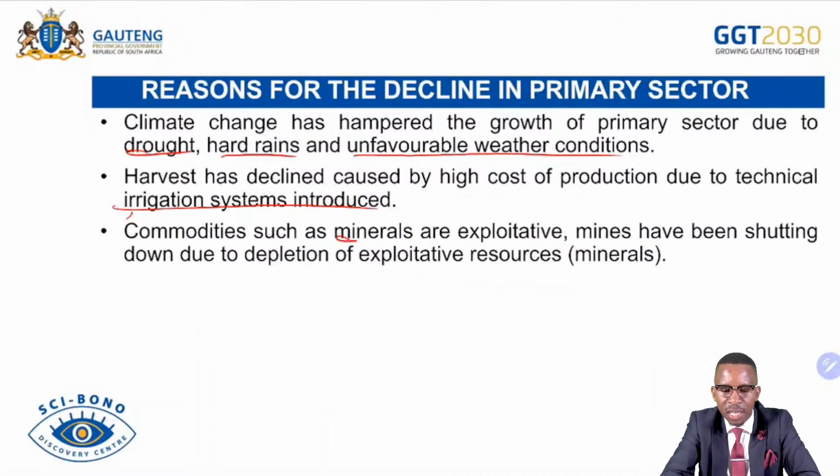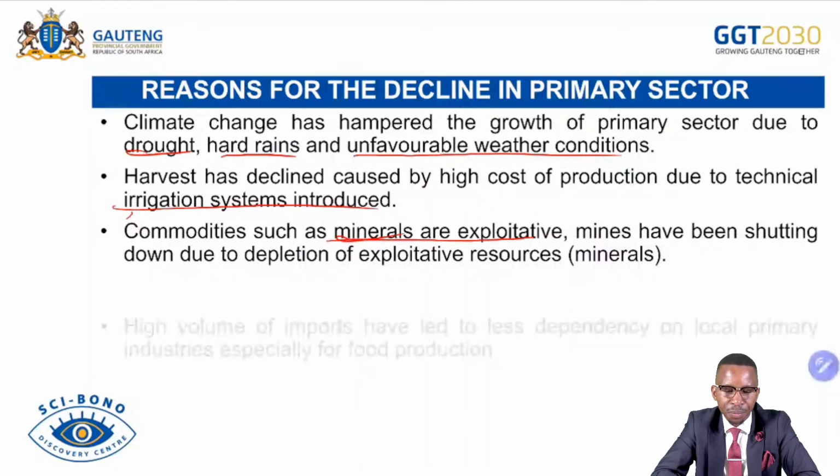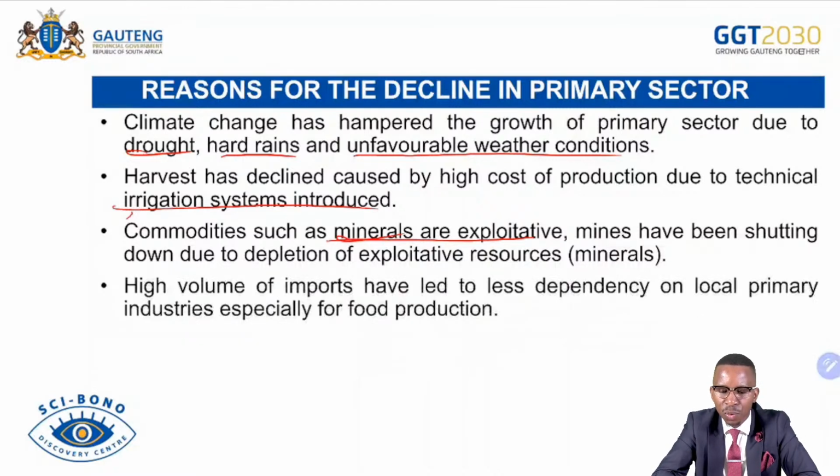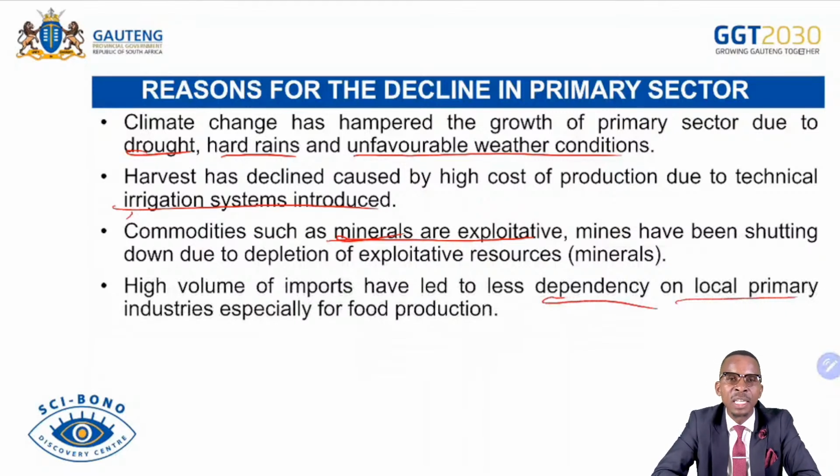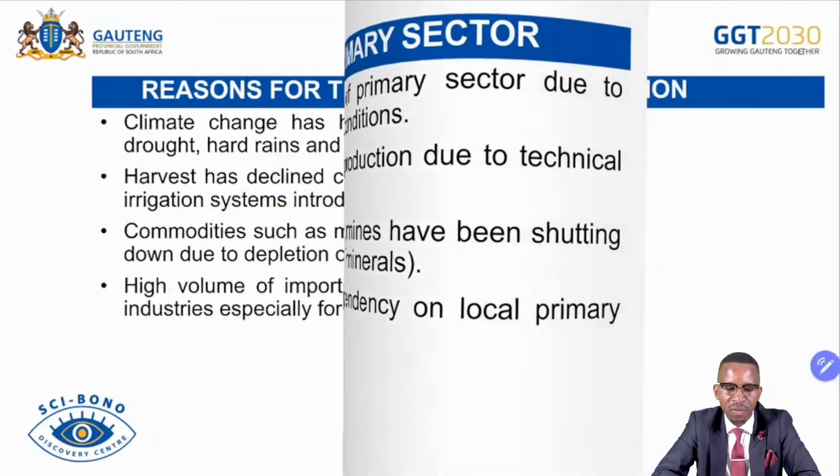Commodities such as minerals are exploitative. Mines have been shutting down because of depletion of minerals such as gold, coal, etc. A high volume of imports has led to less dependence on local primary sector industries, especially on food production. We are even the main importers of food from other countries, which means our primary sector is compromised. That has led to the decline in our primary sector activities.